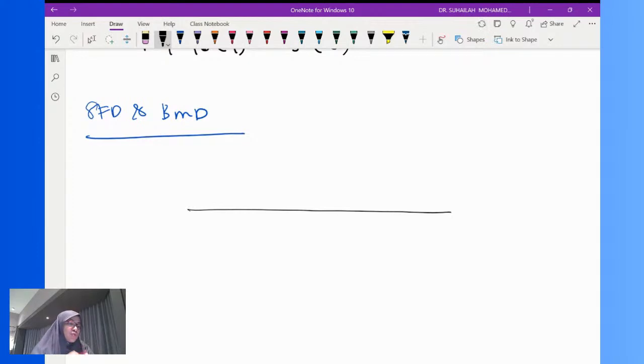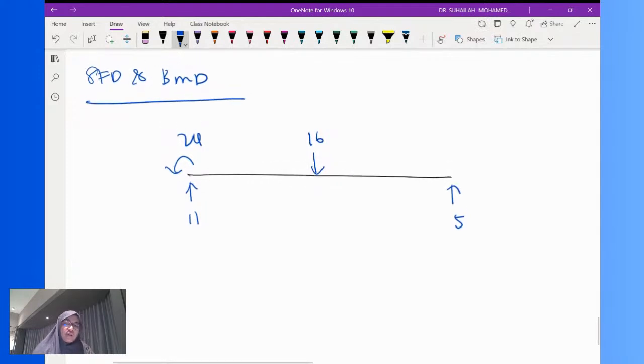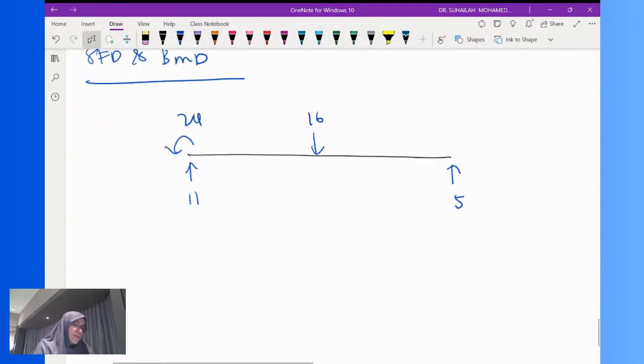Step number 2, put the loading and the reaction. So this is 11 and 5 and 16, and the moment 24. Okay, for the shear force diagram, you have to draw the line.